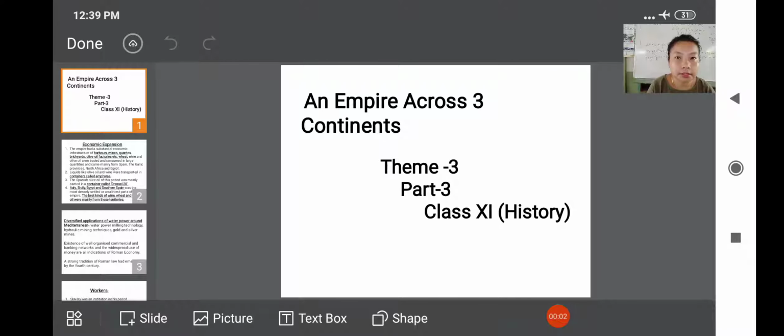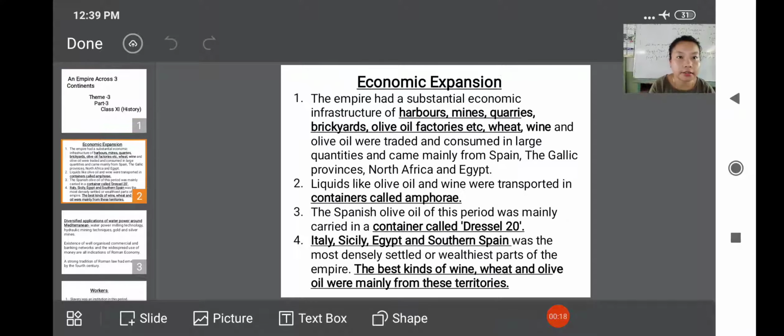Welcome once again in class 11 history, an empire across 3 continents. This is part 3. In this lecture we'll do the remaining topics of an empire across 3 continents. So the first topic is economic expansion.